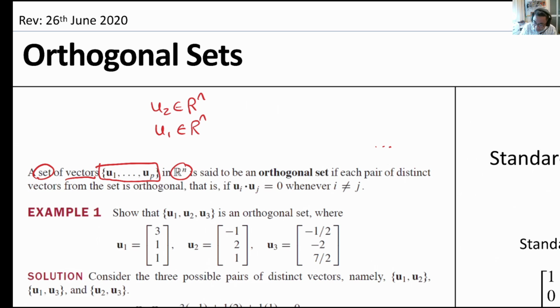When we say that, in addition to being a set, they are also orthogonal, what we are saying is that the vectors ui dot uj will result in 0, if i is not equal to j, showing that ui and uj are perpendicular or orthogonal to each other.